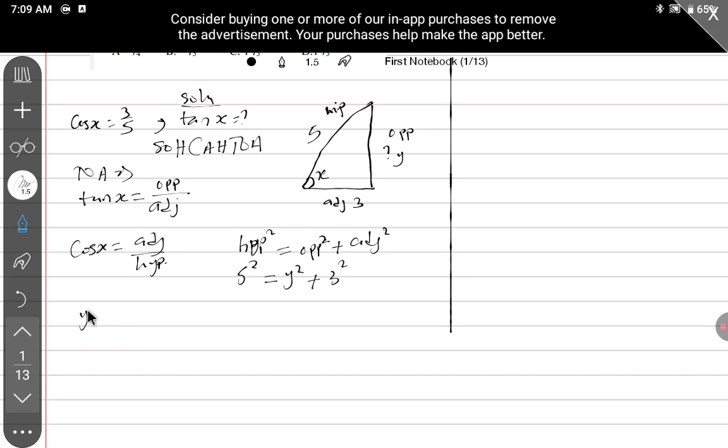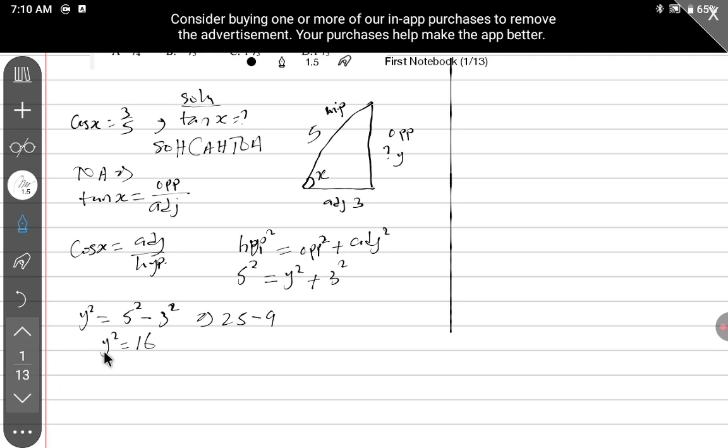Our y squared is equal to, so when you take this 3 to the other side, we have 5 squared minus 3 squared. So here it will be equal to 5 squared, that is 25, minus 9. So 25 minus 9 is equal to 16, right? So you have y squared is equal to 16.